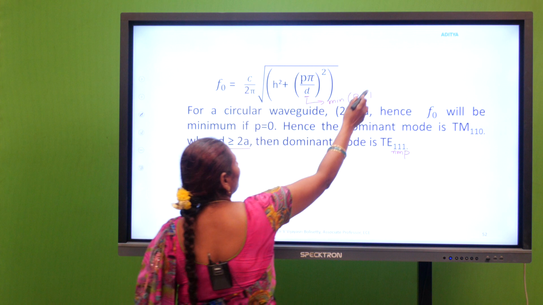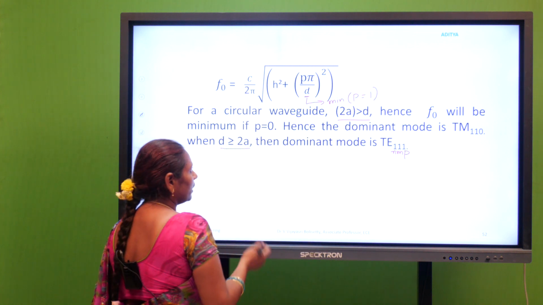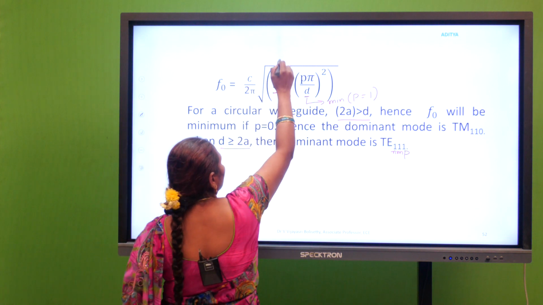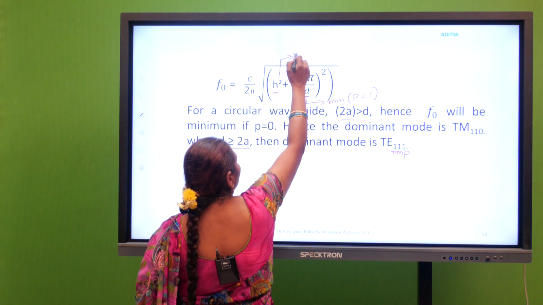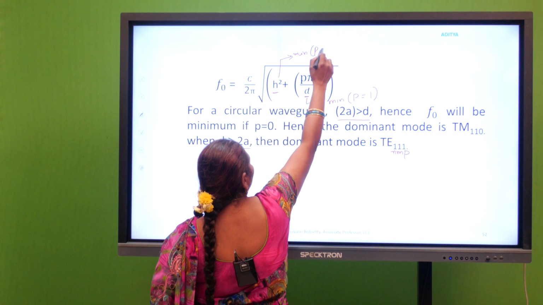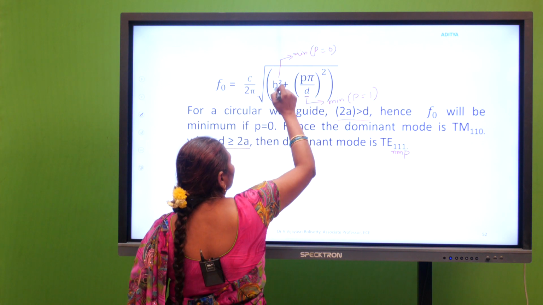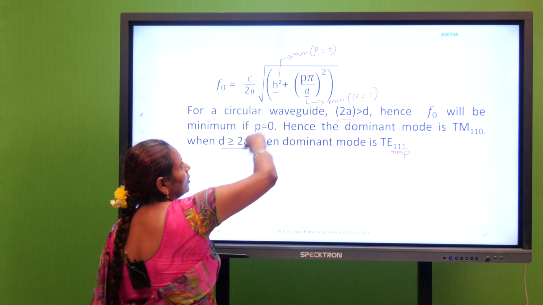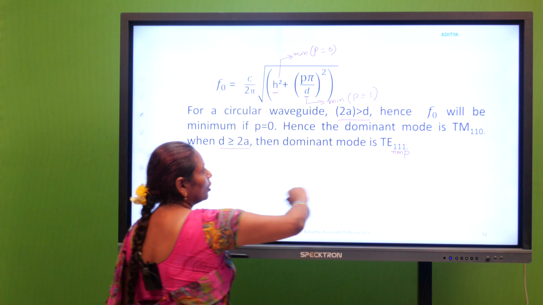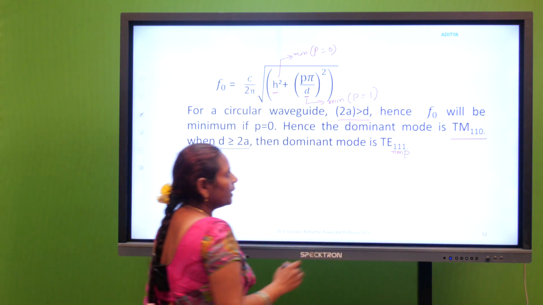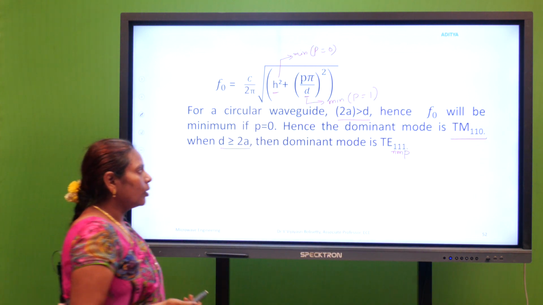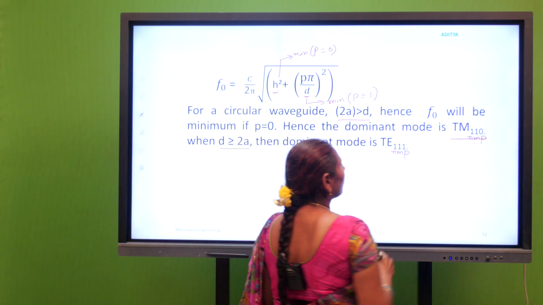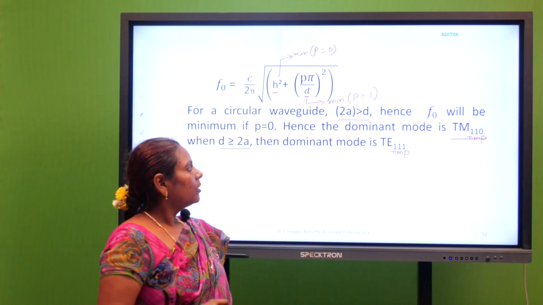And suppose 2a is greater than D, then this h is giving the minimum value, and if it is giving the minimum value, we have to take P is equal to 0, because this value is greater than this, and so it is increasing F naught. So, we have to take P is equal to 0. That means the mode should be TM110, because here also it is NMP.